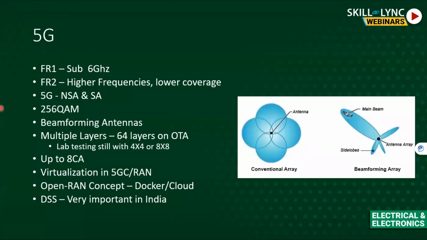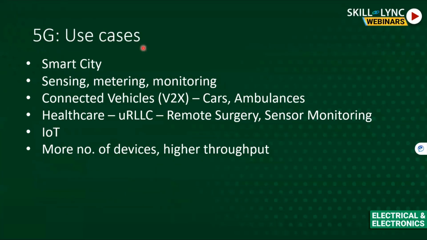Then in that case, we can reuse the remaining part of that for 5G. That is something called dynamic spectrum sharing. A lot of companies in India, when they deploy 5G, will be looking at DSS, dynamic spectrum sharing. Let me move to the other slide.